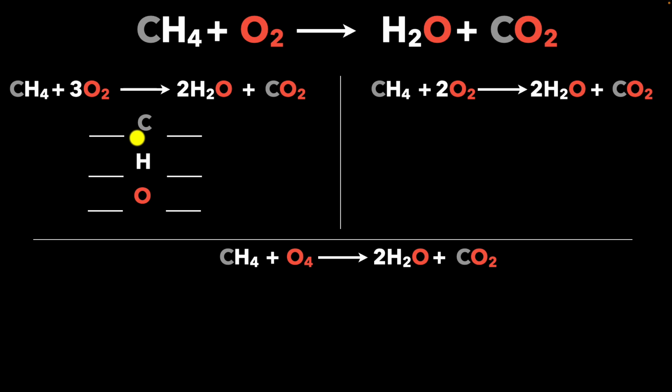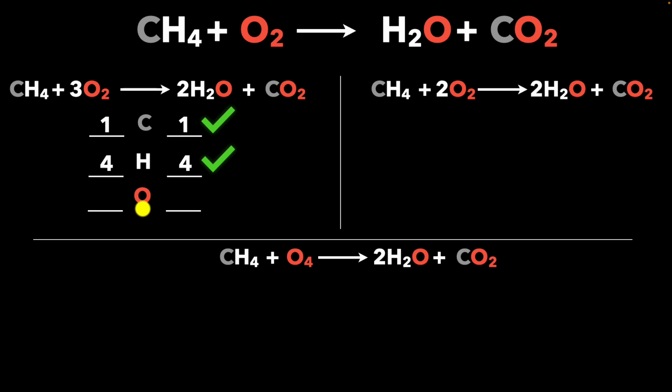So let's start with carbon. How many do we have on the left? Well, we have 1 times 1, which is 1. And on the right, we have 1 times 1, which is 1. So carbon works out. What about hydrogen? Well, on the left, we have 1 times 4, which is 4. And on the right, we have 2 times 2, which is 4. Hey, hydrogen works out as well. Could this be the one?